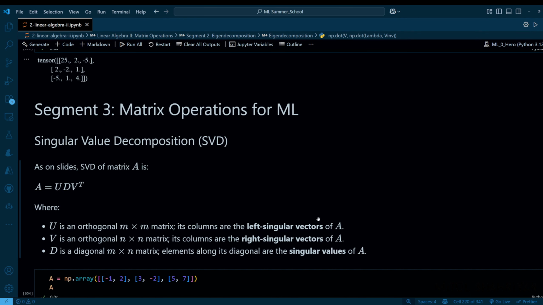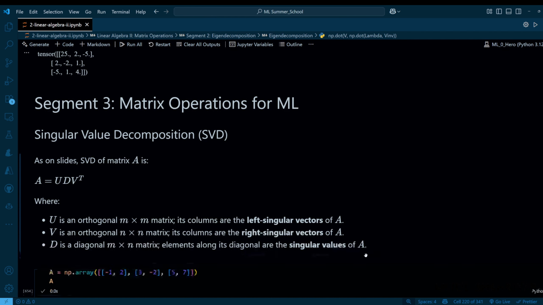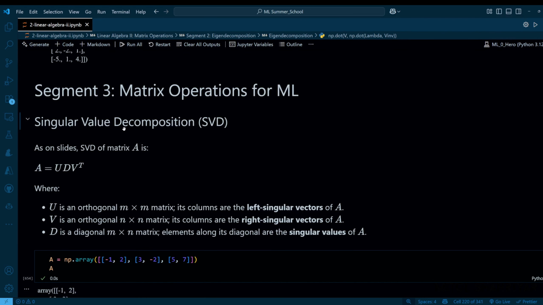You will see that I have the example written already. You will learn about it. V is an orthogonal matrix which is of size n into n, and D is a diagonal matrix, right? Diagonal matrix which is m into n. Elements along its diagonal are the singular values of A. Interesting. So singular value decomposition, you are getting from the D something called singular values.